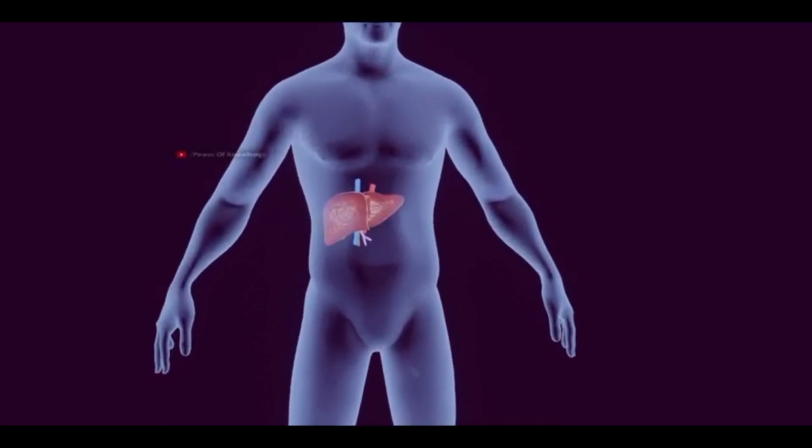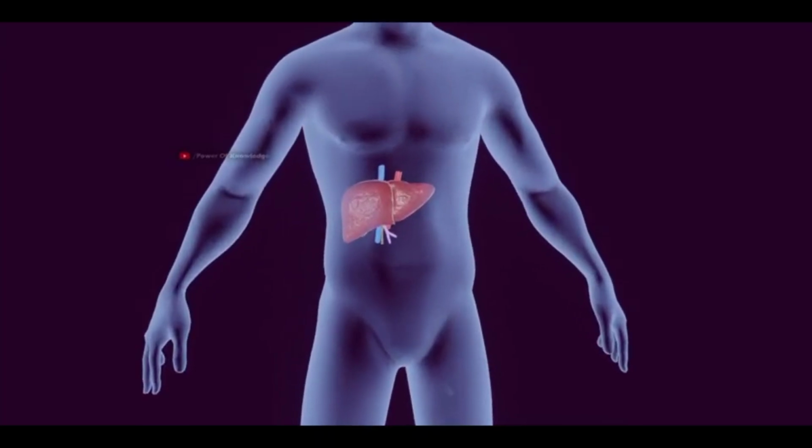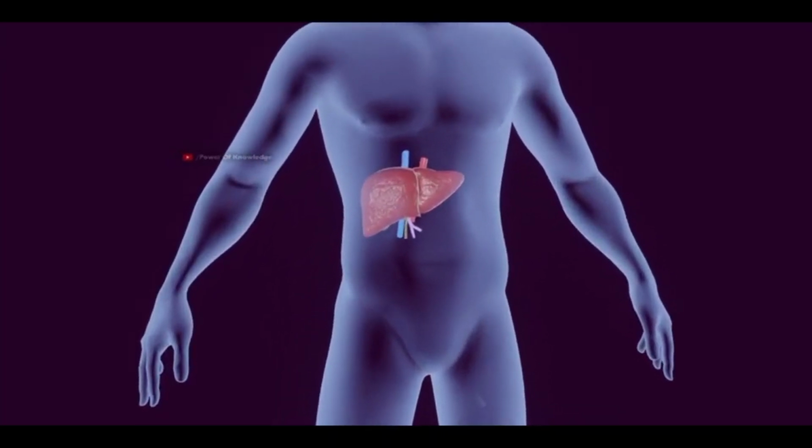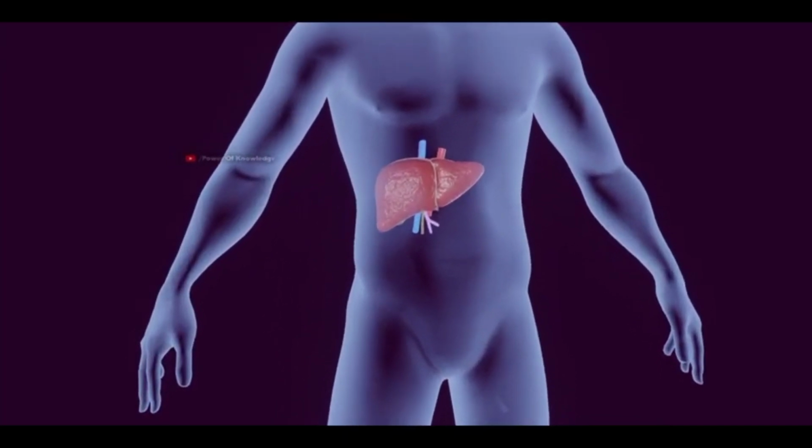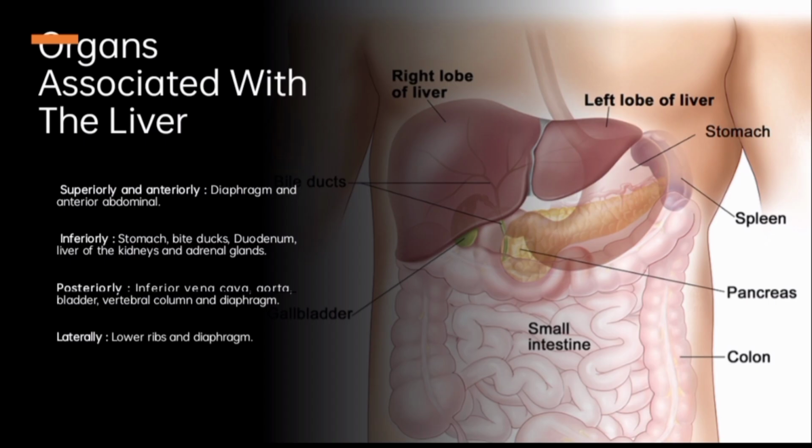Its upper and anterior surfaces are smooth and curved to fit the undersurface of the diaphragm. Its posterior surface is irregular in outline. Organs associated with the liver. Superiorly and anteriorly, diaphragm and anterior abdominal wall; inferiorly, stomach, bile duct, duodenum, hepatic flexure of the colon, right kidney, and adrenal gland. Posteriorly, esophagus, inferior vena cava, aorta, gallbladder, vertebral column, and diaphragm. Laterally, lower ribs and diaphragm.